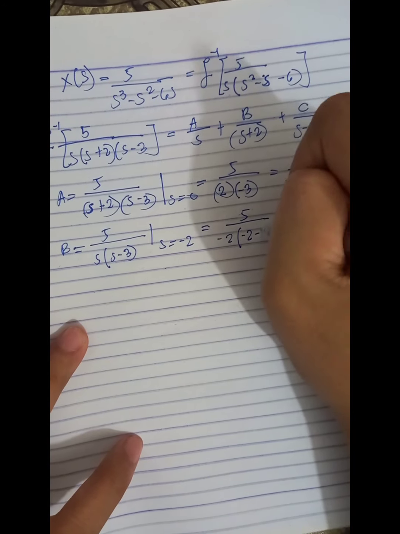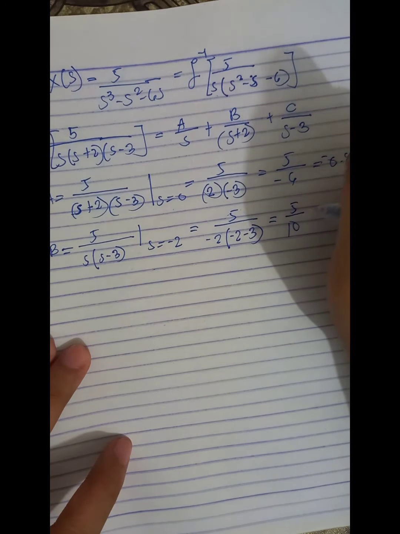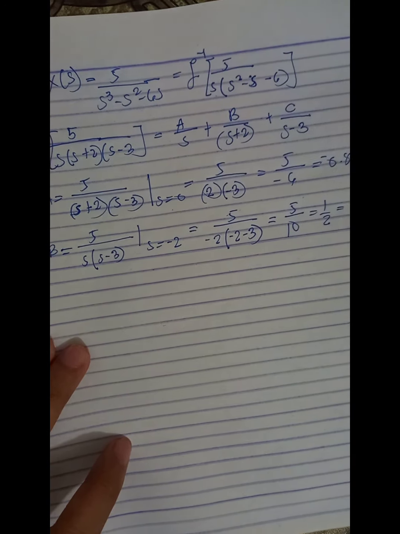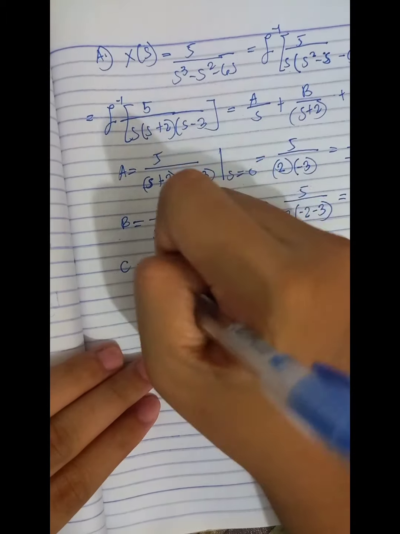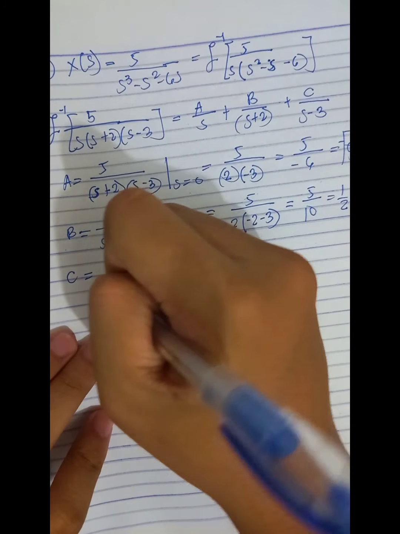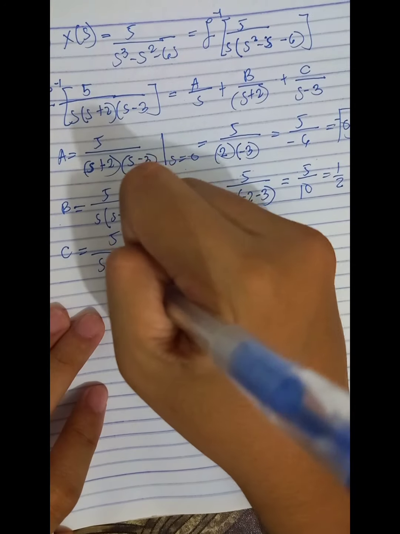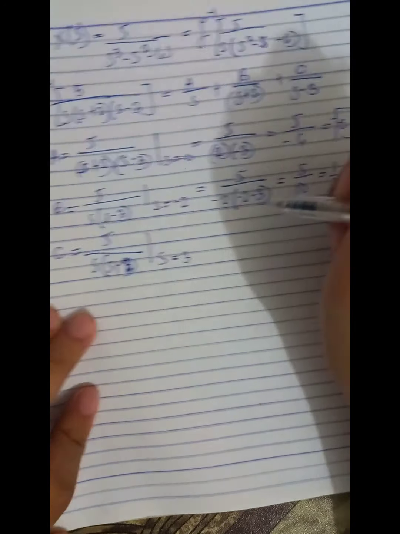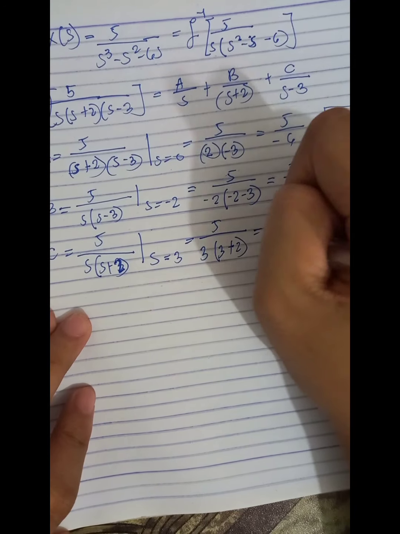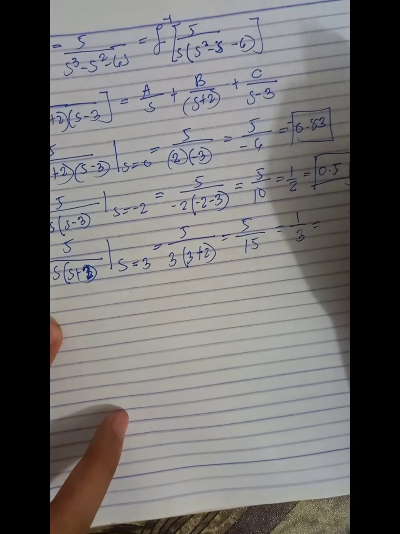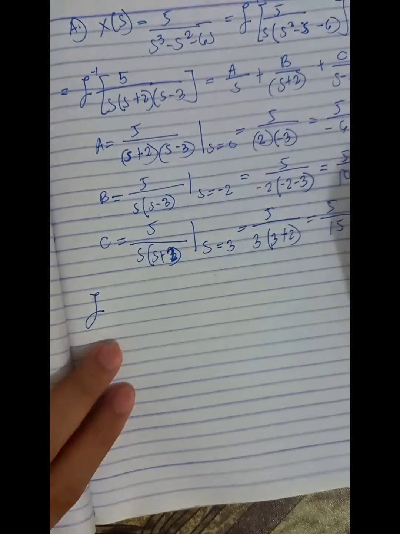So in letter B, we have to get the value of B by getting the denominator of A and C. And s equals negative 2, because in order to make the denominator of B 0, and distribute the 2, and it will become 0.5. And in letter C, get the denominator of A and B, and then s equals 3 so that we can make the denominator of C 0, and then distribute the 3, it will become 1/3 or 0.33.